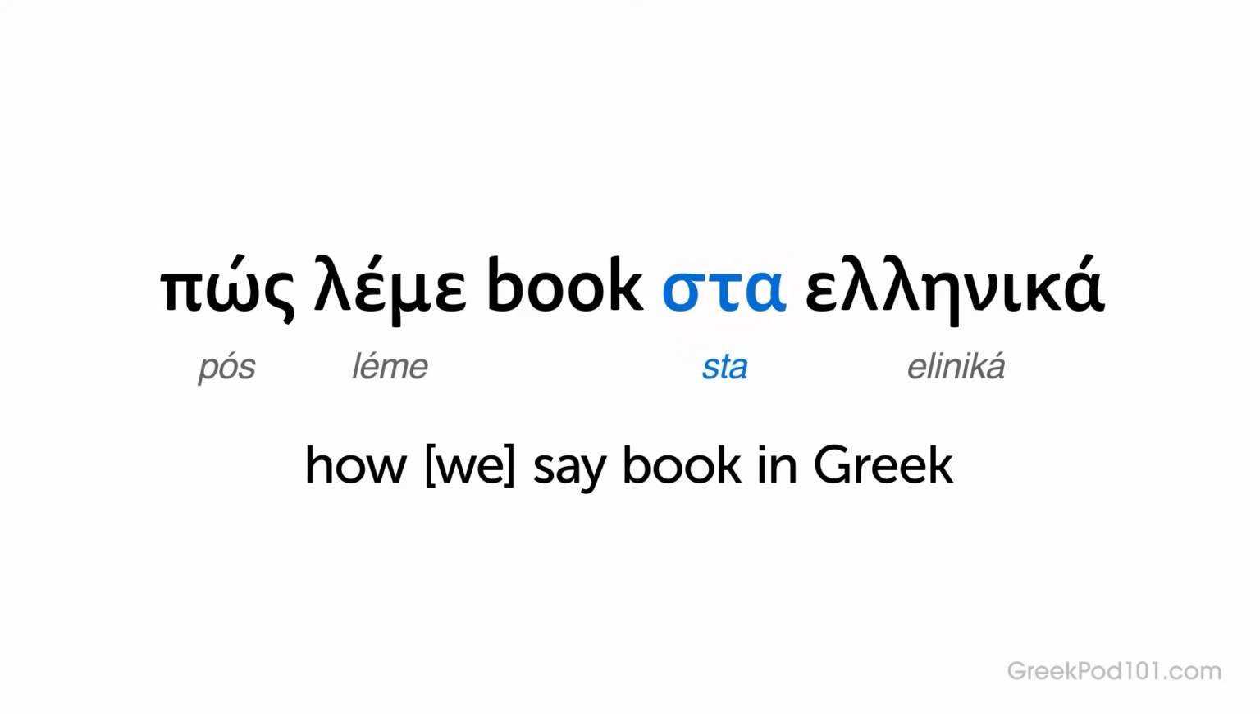First is στα, in. After this is ελληνικά, Greek, as in the Greek language. Note, when the context is clear, you may omit στα ελληνικά.